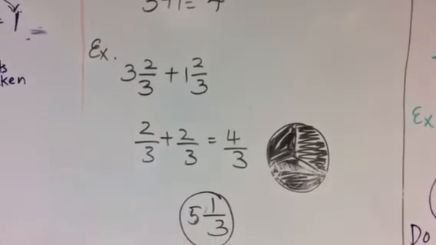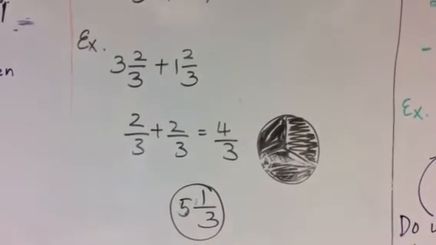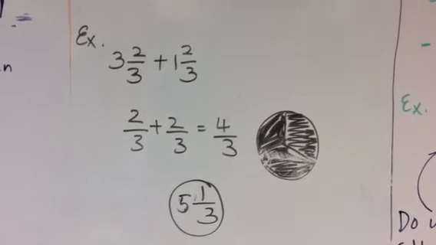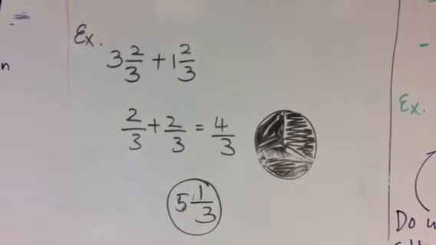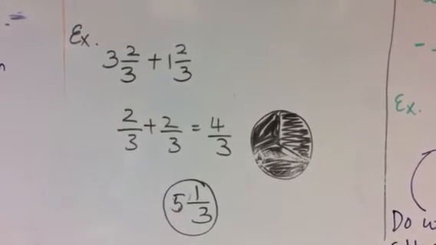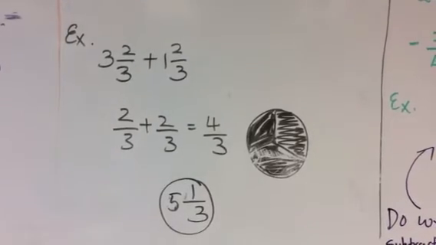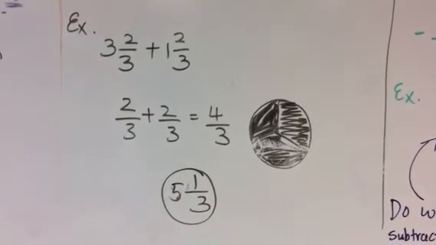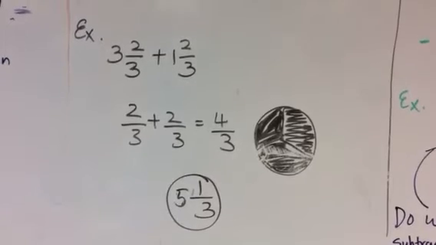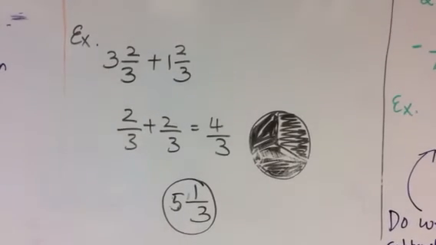The wholes were divided into 3 parts. So I have one whole, and that one whole will add to 3 plus 1 is 4, 4 plus 1 is 5, 5 1/3. So look at the example: 3 2/3 plus 1 2/3.